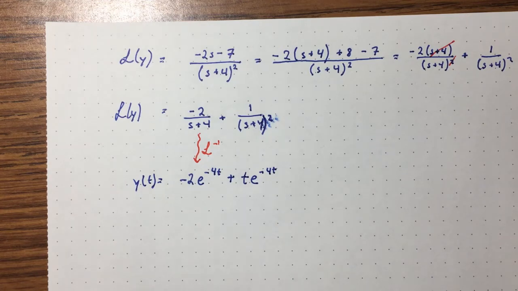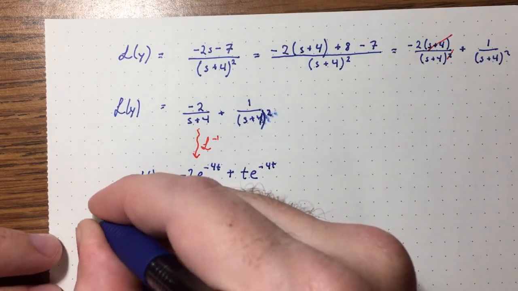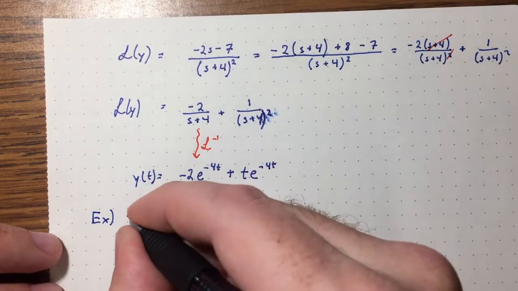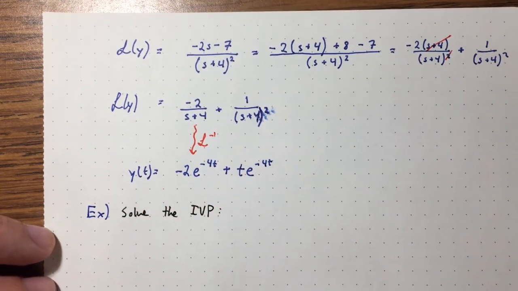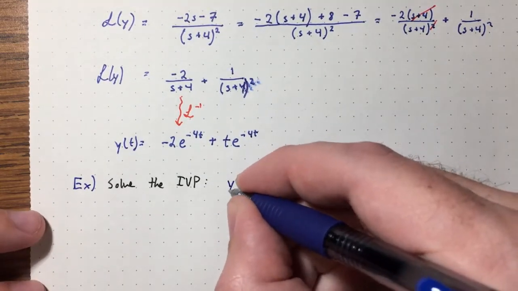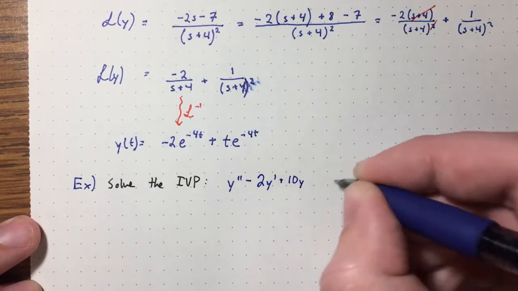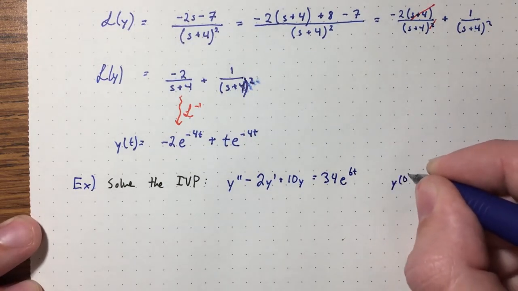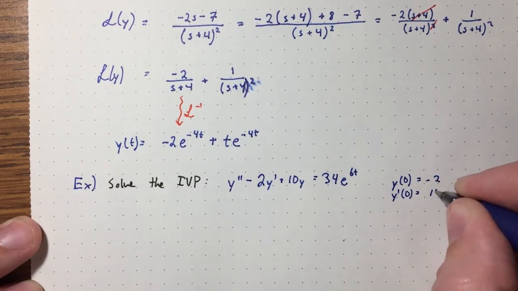Okay, should we do one more example? Let's do an example of an inhomogeneous second-order differential equation. So let's do one more example. Okay, let's solve the initial value problem. This example is actually going to basically cover almost every idea we've seen so far. So y double prime minus 2y prime plus 10y equals 34 e to the 6t. Y of 0 equals negative 2. Y prime of 0 equals 15.